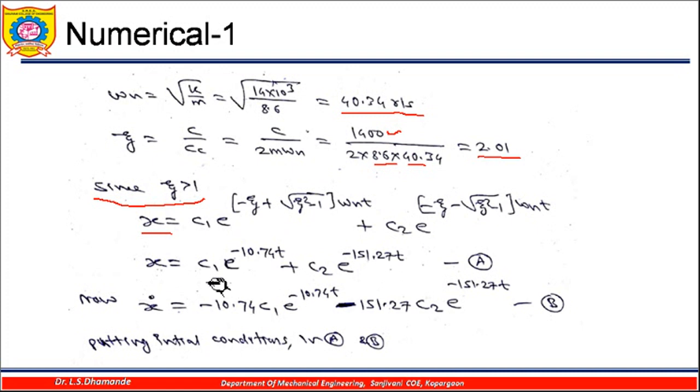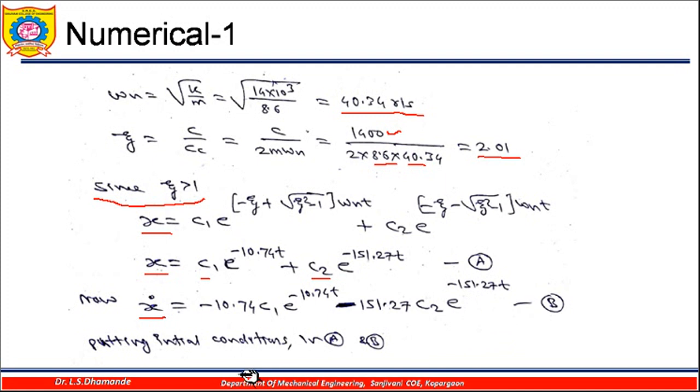So here now I have to get the value of C1 and C2 by using the initial conditions. So for putting initial conditions I need the displacement expression and the velocity expression. So let us differentiate this expression with respect to time t. So I will get minus 10.74 C1 e raised to minus 10.74 times t minus 151.27 C2 into e raised to minus 151.27 of t.